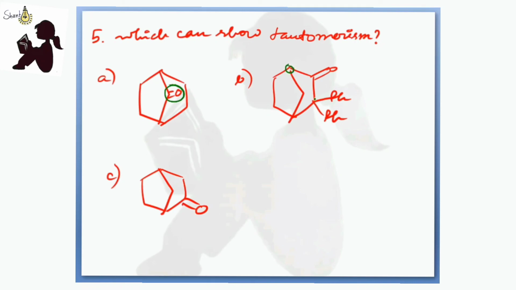Also its other neighboring carbon atom has two benzene rings, so it doesn't have alpha H2, so it will also not form tautomerism. But here, as you can see, this ketone has two alpha H2s here, right? So this will form our tautomer.